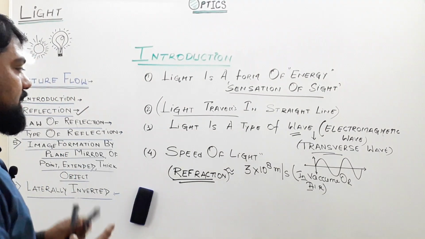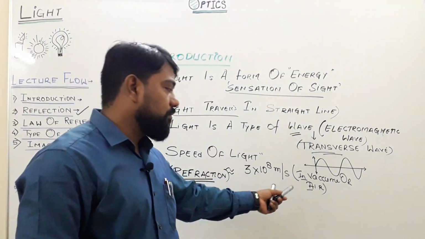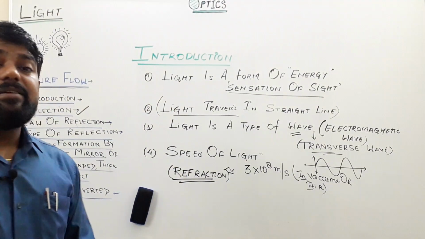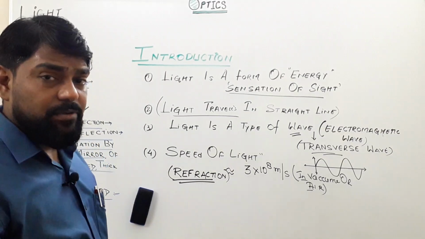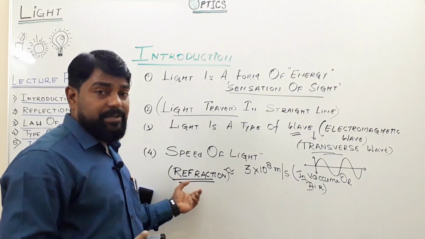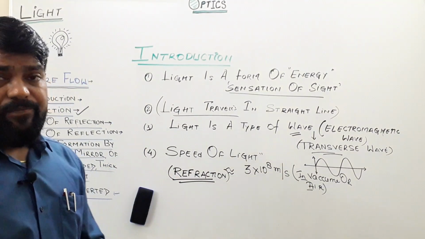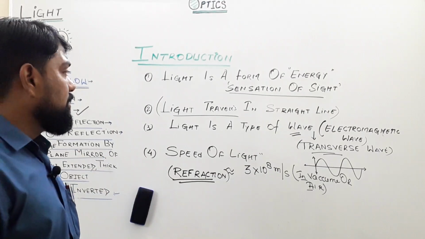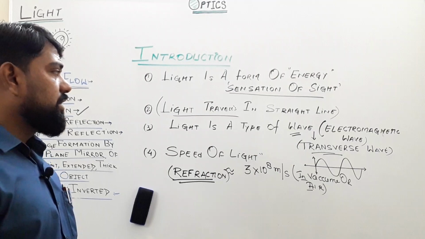So speed of light is what? 3 × 10 to the power 8 meter per second, that we are considering as speed in vacuum or in air. And speed of light keeps on changing when the ray of light passes from one medium to another medium. And because of the change in the speed of light, we have one more phenomenon related to light, that is known as what? Refraction. That also we will discuss in this chapter. So this is about the characteristics of light which we must know.